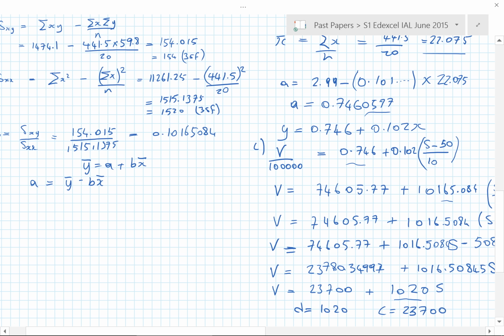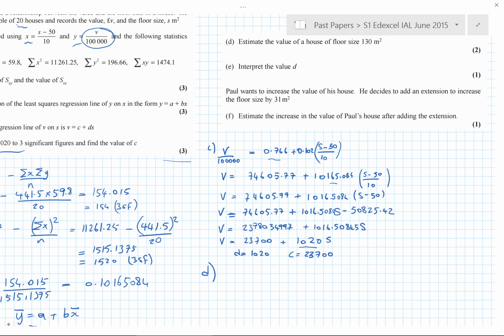We're not done with this question yet though. Let's have a look at the rest of it. Let me tidy up so we can look back at the other bits. Part D says estimate the value of a house with floor size 130 meters squared. I'm going to use the more precise measurements here to avoid any difficulty with rounding. We can always round it at the end. That's probably the best way to go.